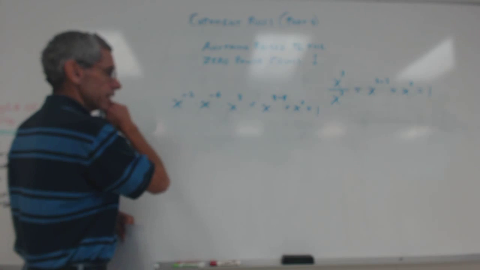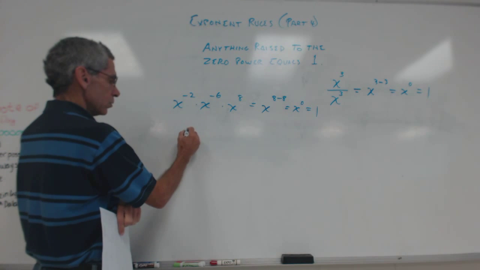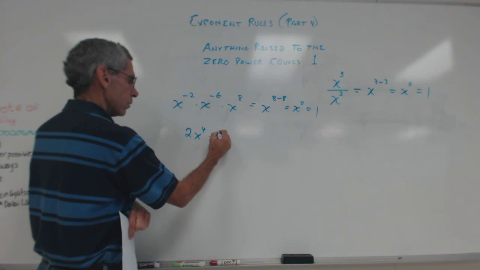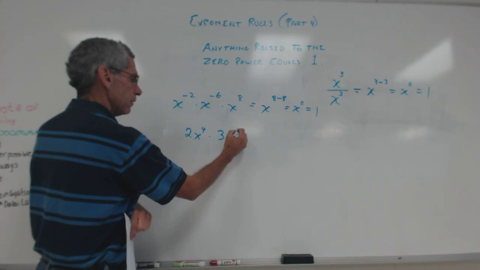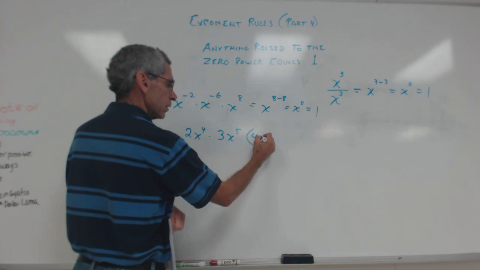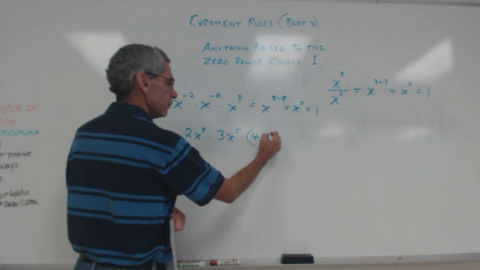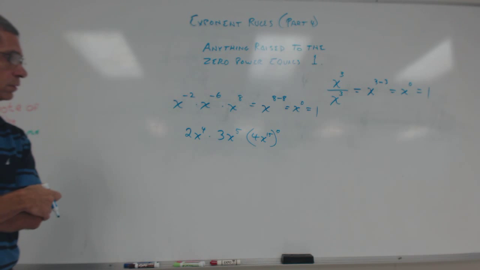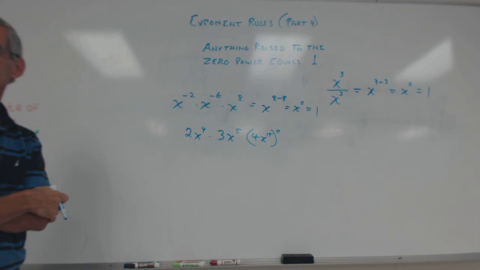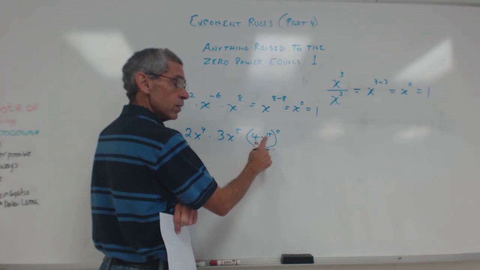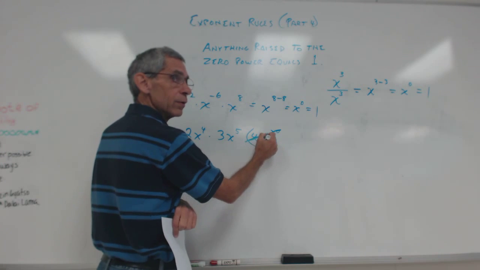Or you might see something like this: 2x to the 4th times 3x to the 5th times 4x to the 15th, all raised to the 0. Now, what would I do with this? You would multiply times one. This 0 only affects this, right? So I could just immediately cross this out.